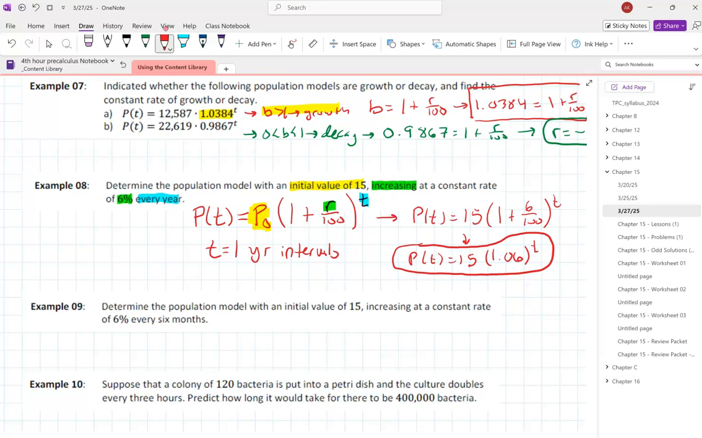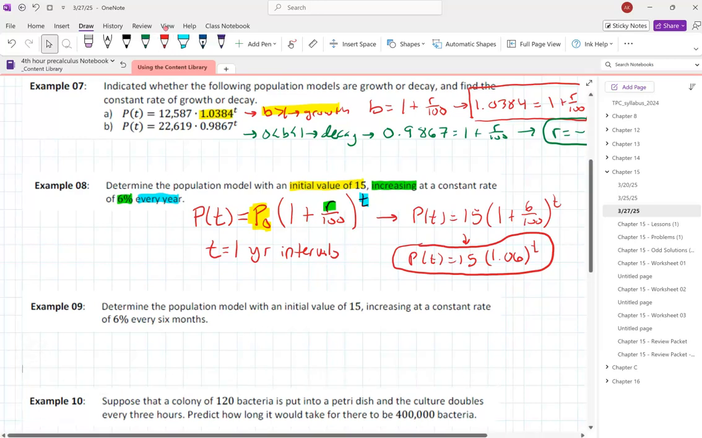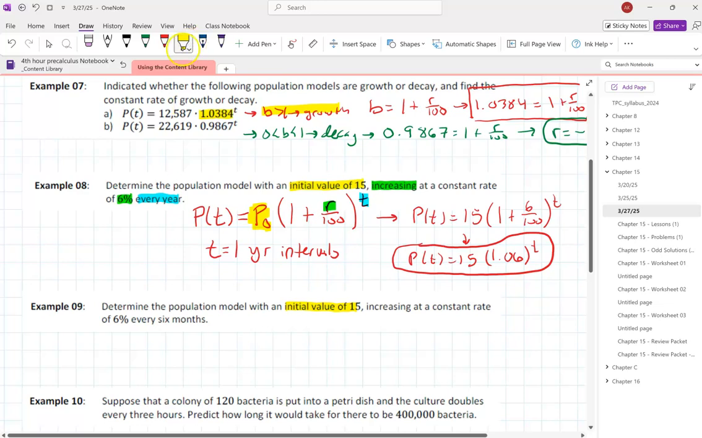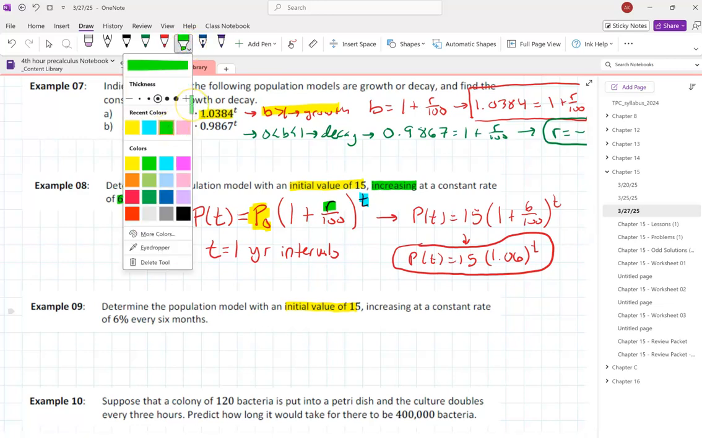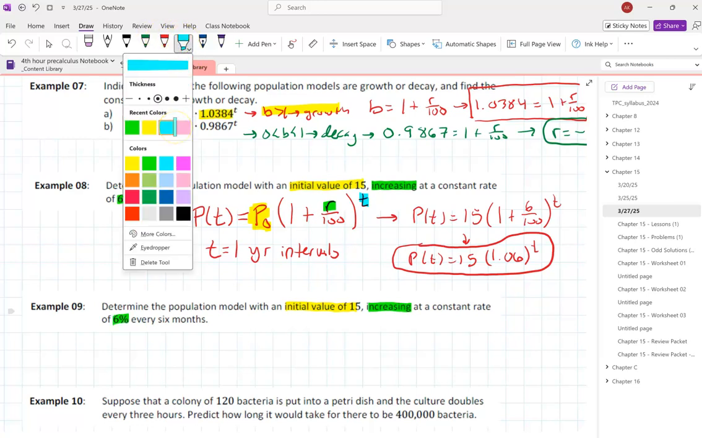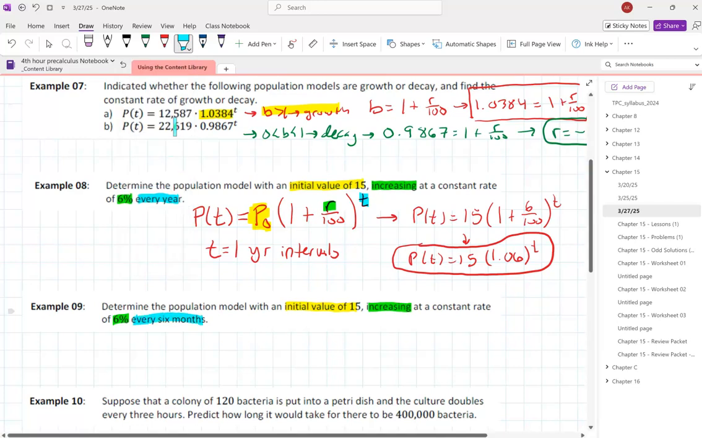So there we go. Everybody feel okay there? Let's look at the next one. It says determine the population model with an initial value of 15, increasing at a constant rate of 6% every 6 months. So notice that everything on this reads the same, except for the interval, right?